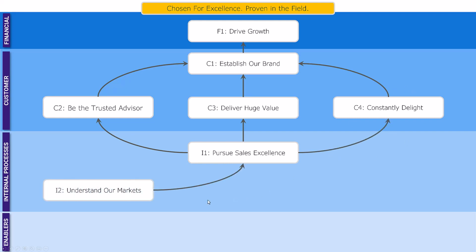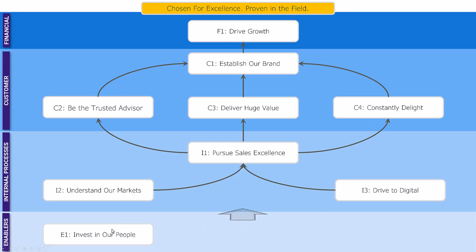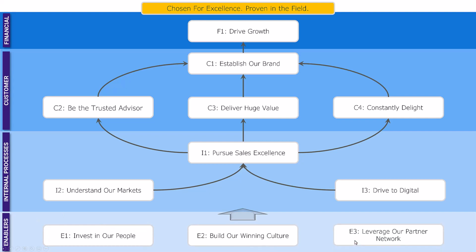So how do we do that? There are 2 core things. We need to understand our customers and our markets. And secondly, we need to pursue that drive to digital in our practice. Then underpinning all of that are the 3 objectives of investing in our people, building our winning culture, and leveraging our partner network. Now, again, this is based on your corporate strategy. What does sales need to do?